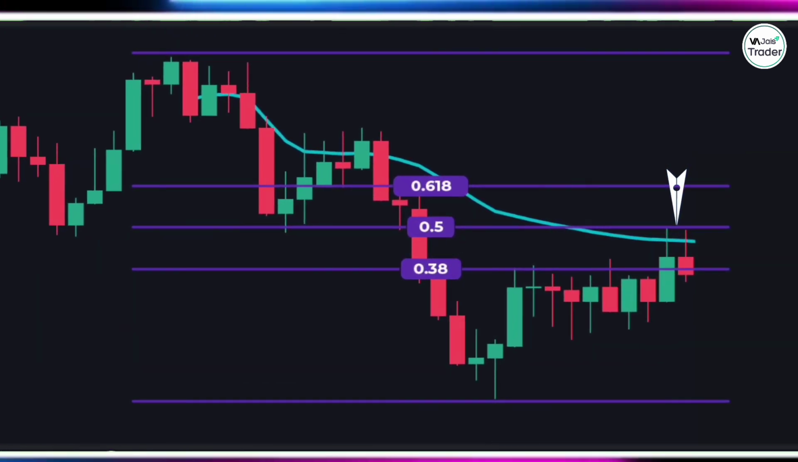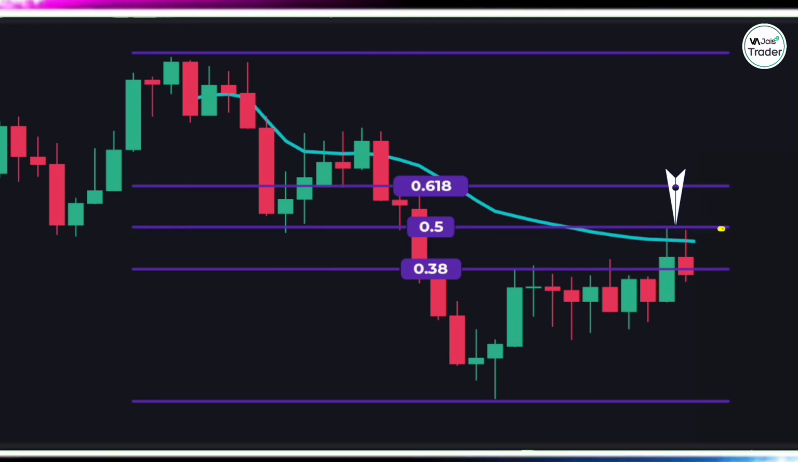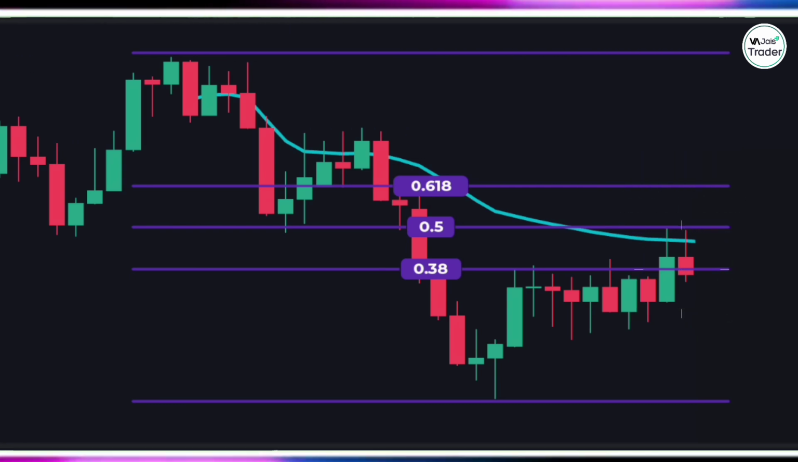The price pulls back and stalls at the Anchored VWAP. If we look closely, we can also see that the Anchored VWAP converges with the 50% level on the Fibonacci retracement tool. So this is a strong confluence between the Anchored VWAP and Fibonacci. On top of that, this inside bar also adds to the probabilities. All in all, this was a high probability sell trade.